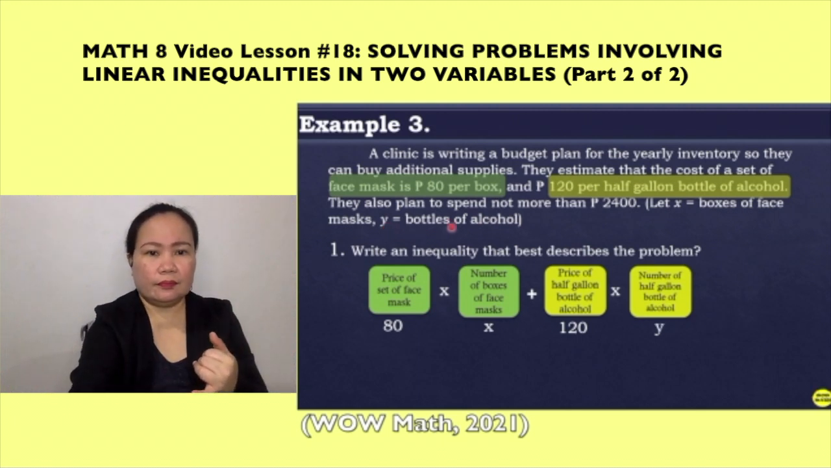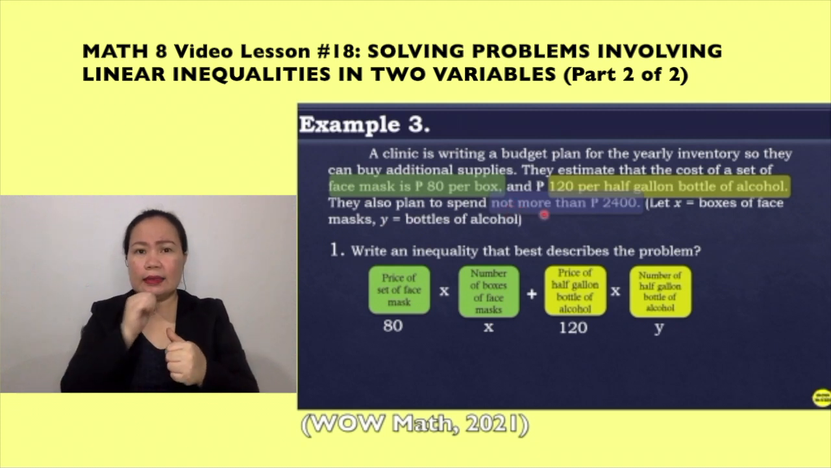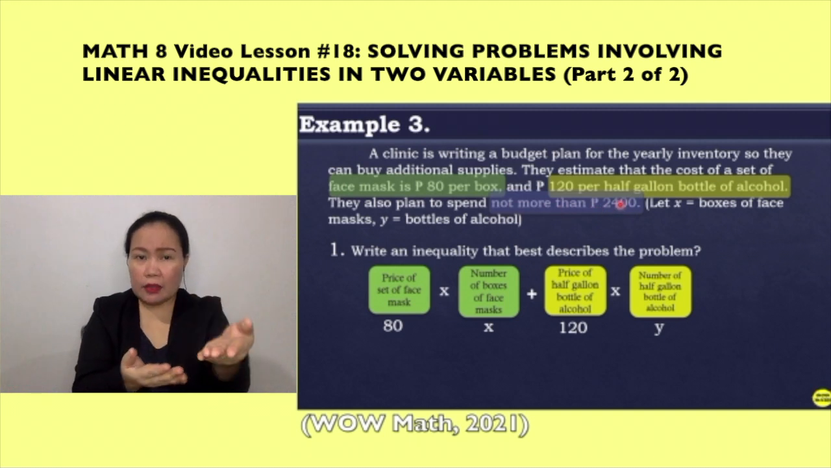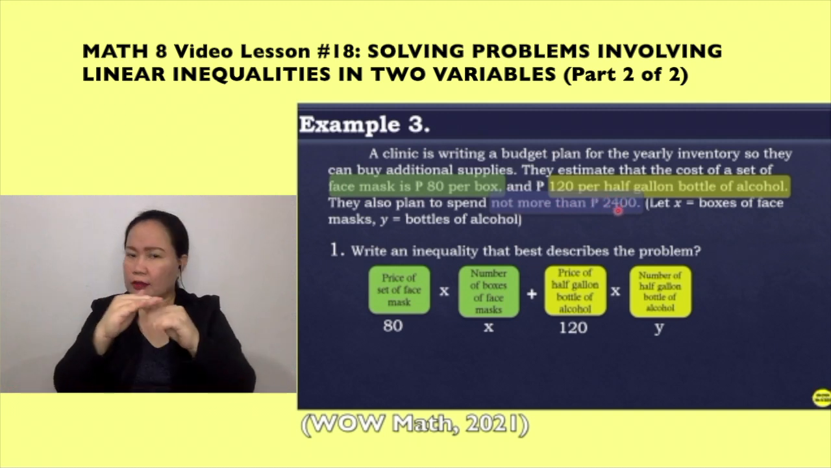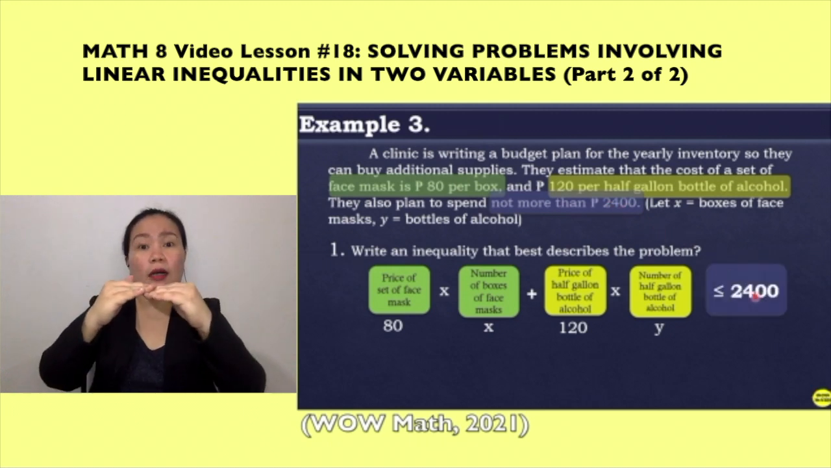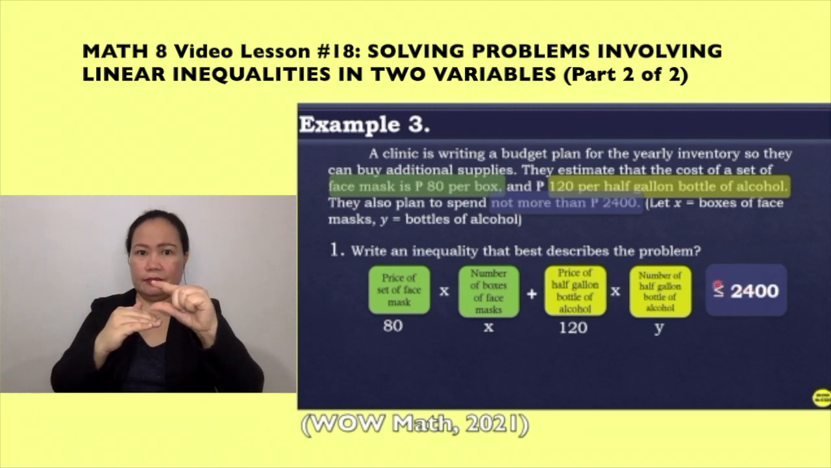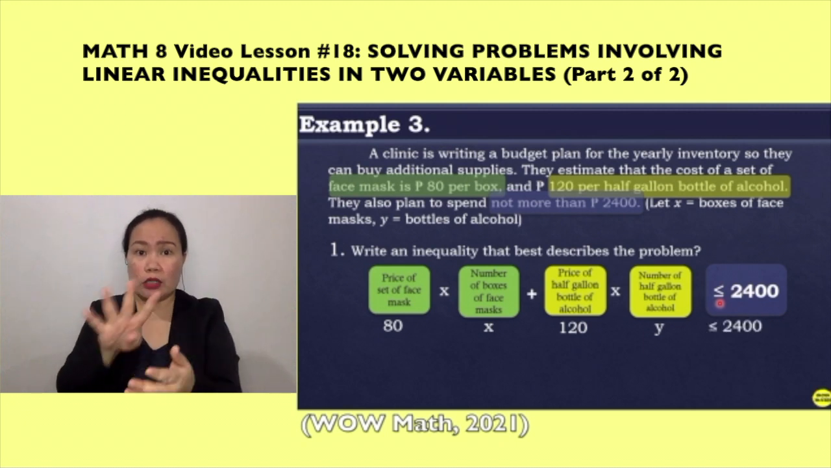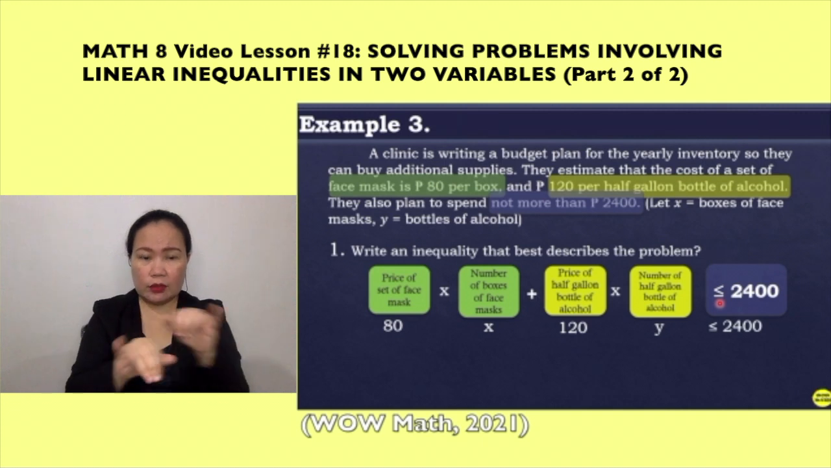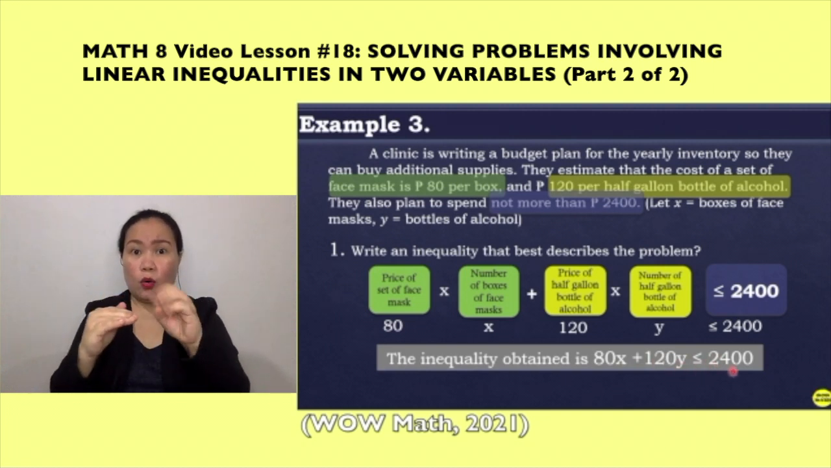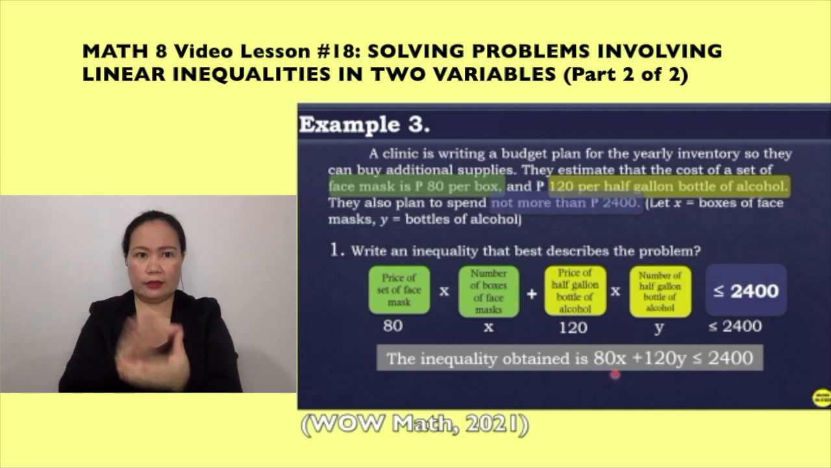Now, we have here, dapat daw, not more than 2,400 pesos ang magastos nila. So, dapat ito na yung pinaka-maximum na expenses nila. Okay? Ito yung pinaka-budget. Hindi lalagpas dito. So, therefore, if this is the maximum, ang gagamitin natin symbol is less than or equal to. Okay? So, let us now represent the equation. Sabi, write an inequality that best describes the problem. So, we will have 80x plus 120y is less than or equal to 2,400. So, this is our inequality.